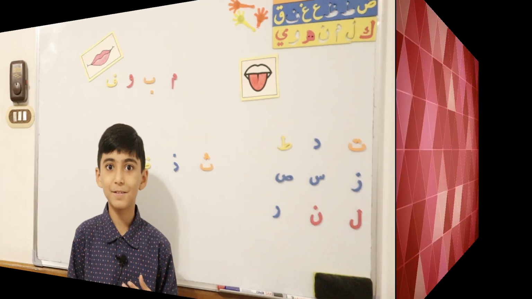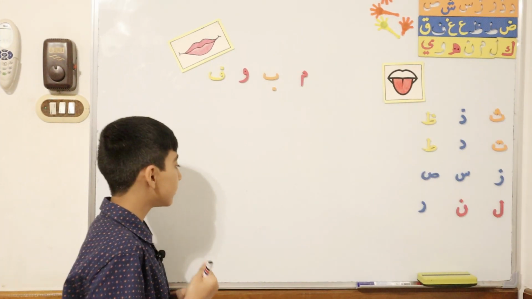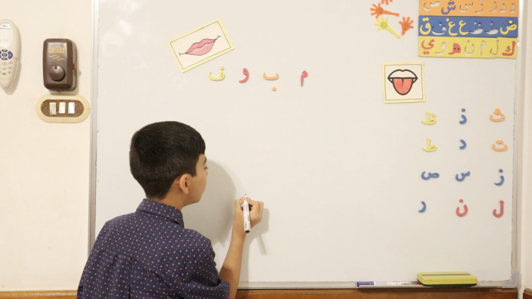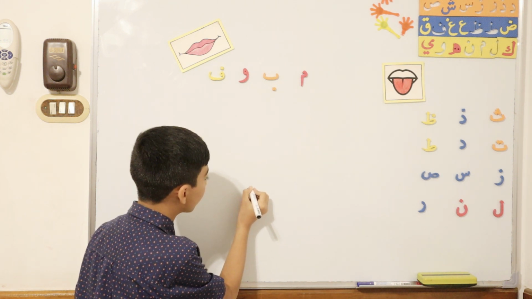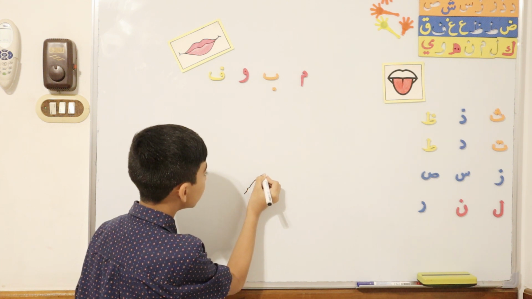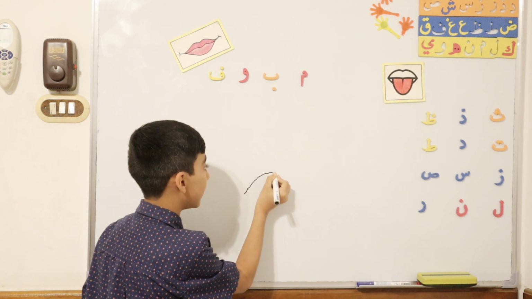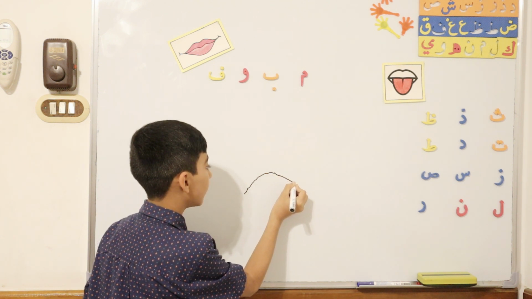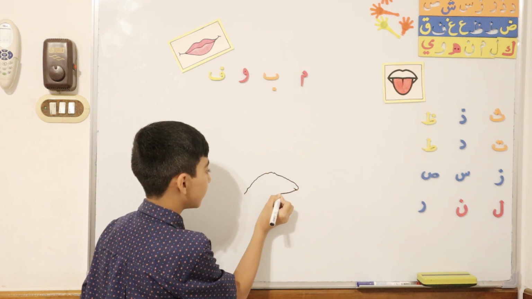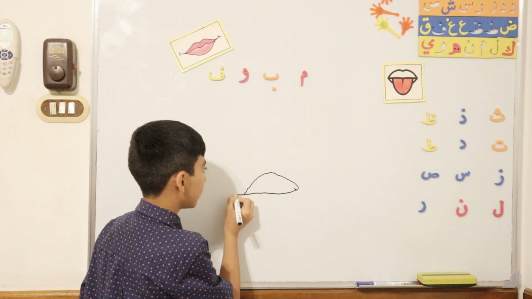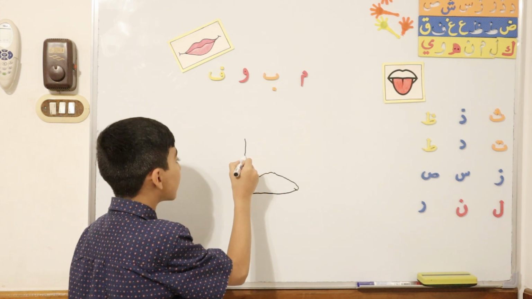Let's move on. So how do we write letter dha? Bismillah. So first, put the pen on the paper. Then go upwards. And then go downwards like a hill. And then make a straight line. And now, what's left? Make the stick.